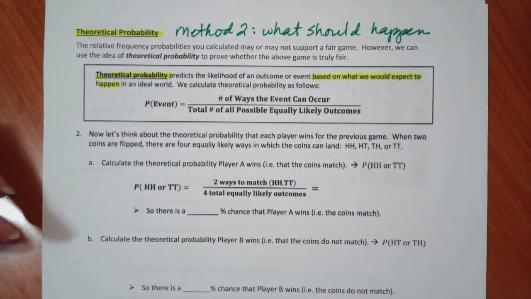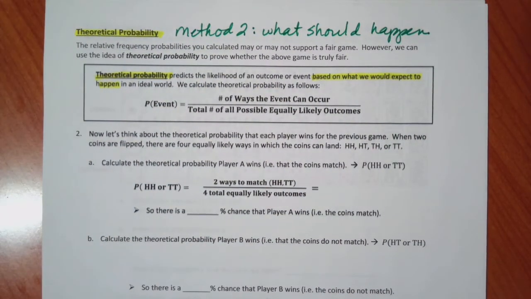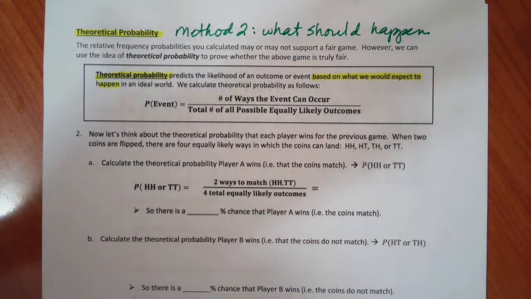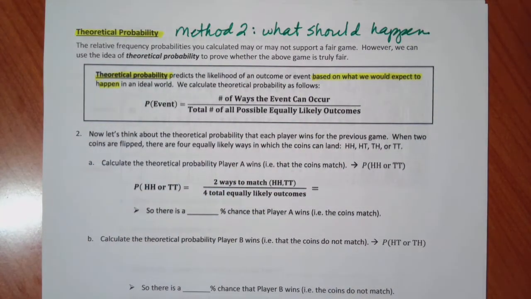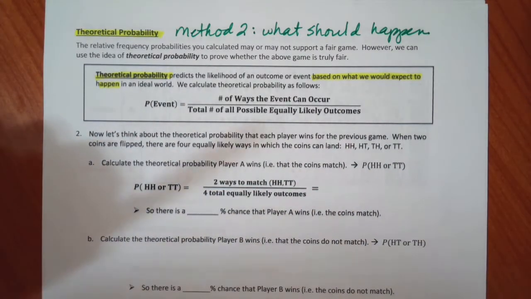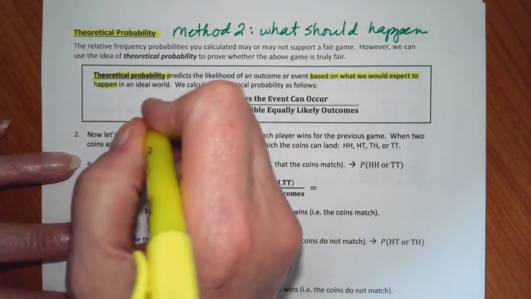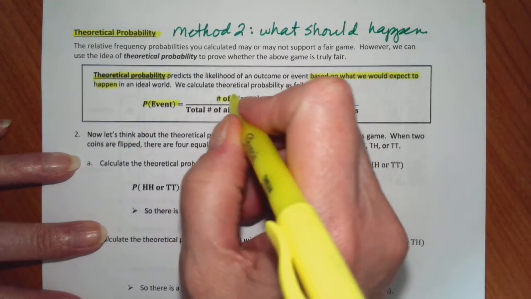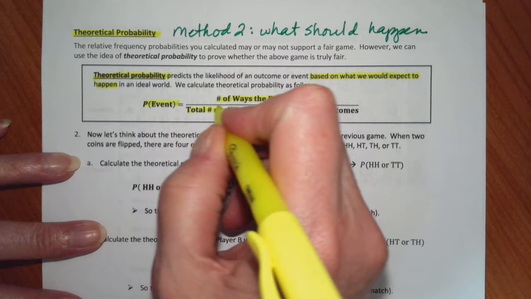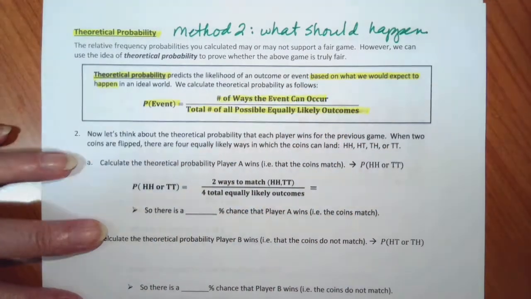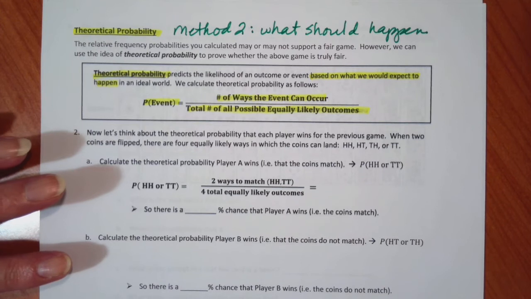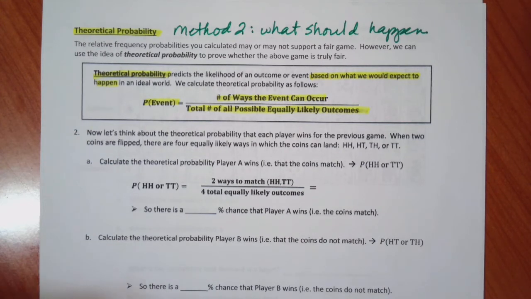Now let's think about that. If you flip a coin and it's a fair coin, you should get a 50% probability of heads or of tails. But if you look at the data, that's not exactly what happens. The probability of an event is the number of ways the event can occur out of the total number of equally likely outcomes. That will make more sense as we get into some more examples.